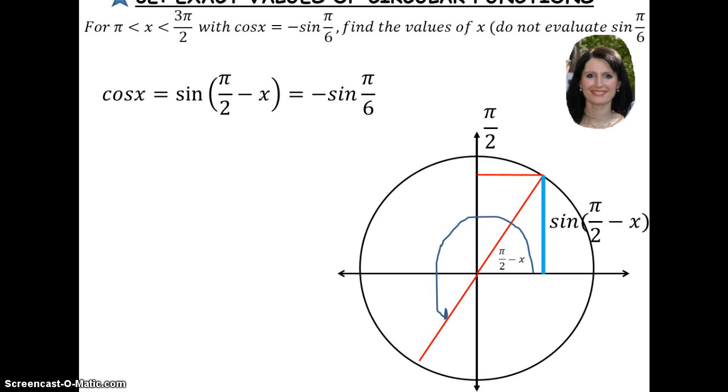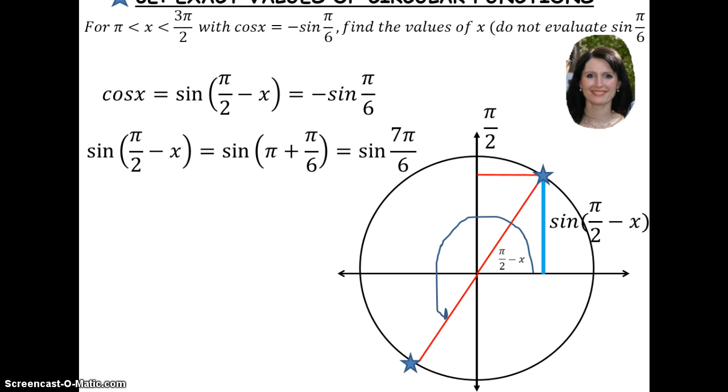Let's move on, and we can therefore see that cos x, the rule is, equals sine of pi on 2 minus x, and the question tells us that cos x equals negative sine pi on 6. So therefore we can have this relationship, cos x equals sine of pi on 2 minus x, which is also equal to negative sine pi on 6. So here it is, there's our sine value.